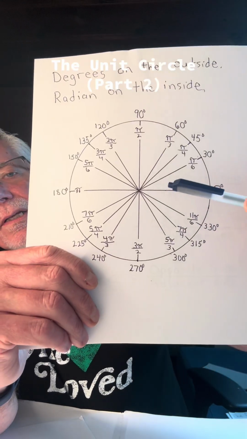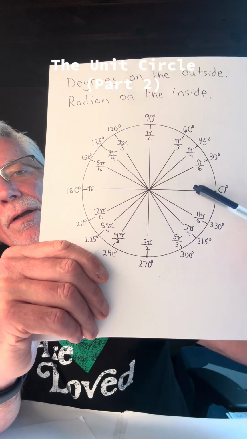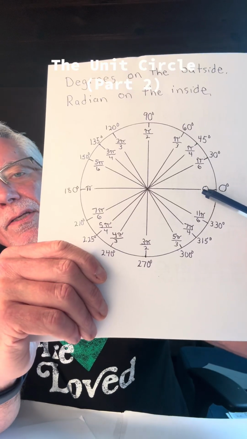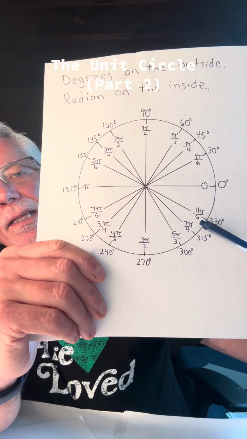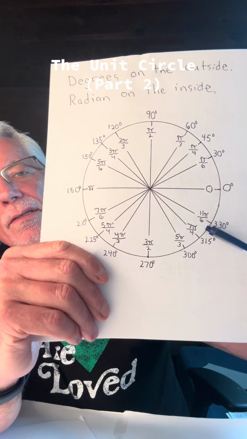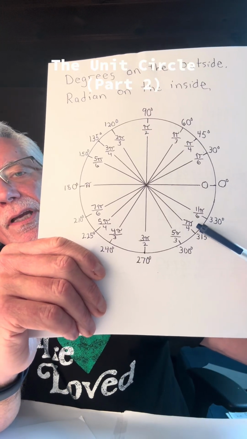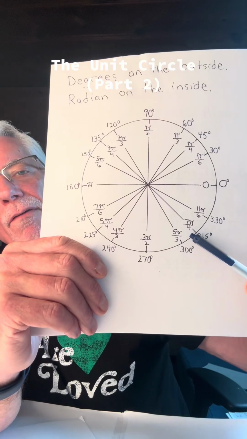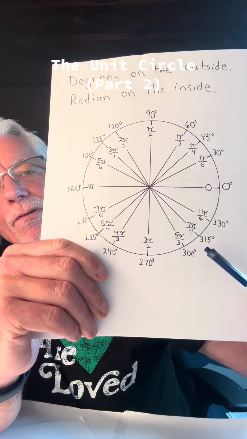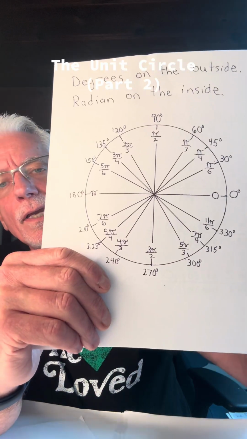This is 1 less than twice. I'm sorry, I didn't do it all the way around. So all the way around is 2 pi. So 1 less than twice. This is going to be 11 pi over 6, this is going to be 7 pi over 4, 5 pi over 3. So double the denominator and take 1 less than that, okay? You can see how I explain that in part 1 of this.